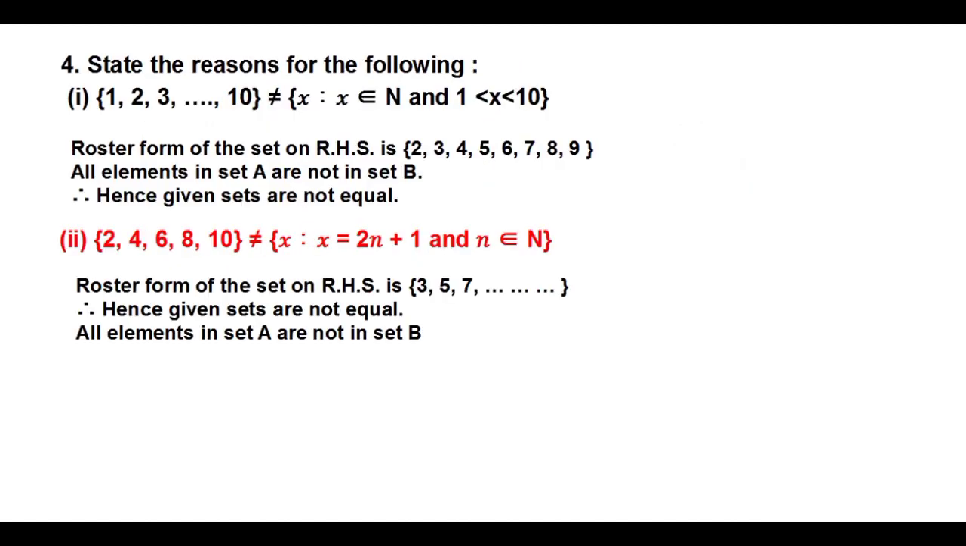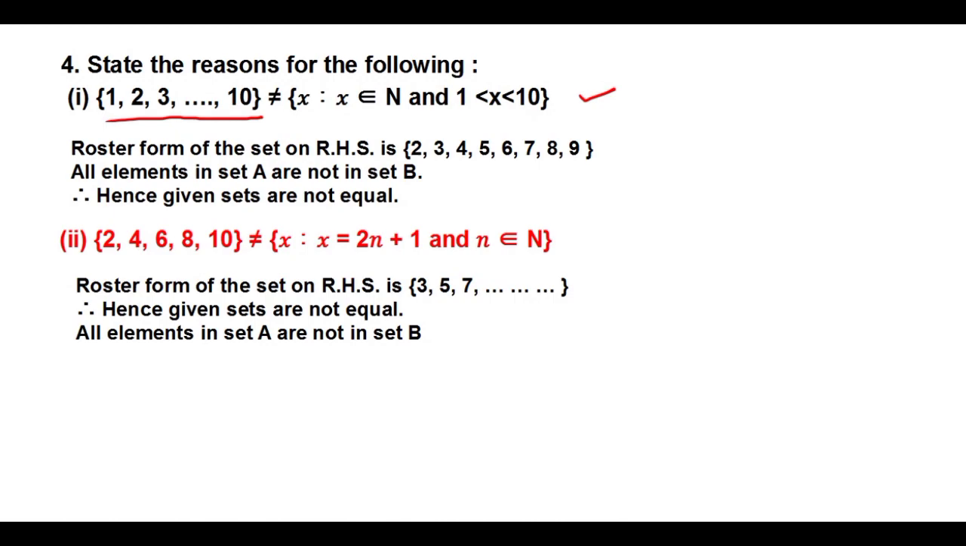State the reason for the following. In the textbook you can observe this question number 4. Here in this problem we should give the reason. I didn't take the image, I just wrote it here, so you can follow. A equal to 1, 2, 3, so on to 10. That means the natural numbers from 1 to 10.